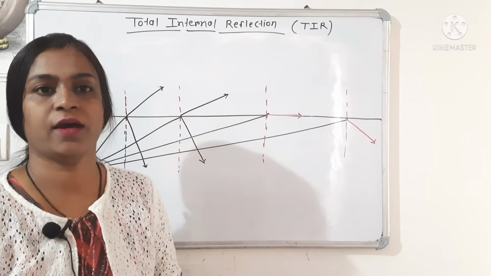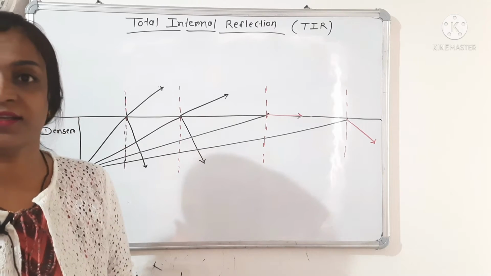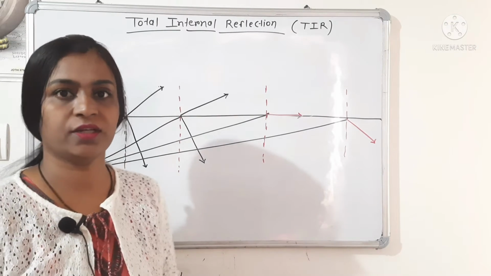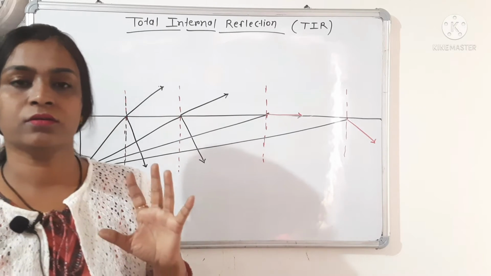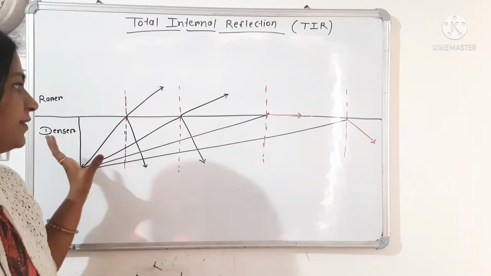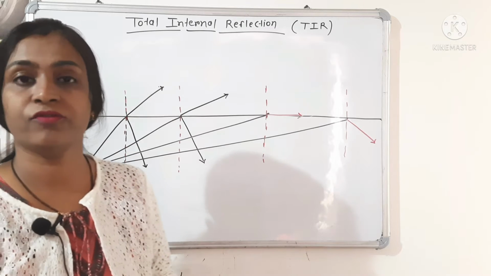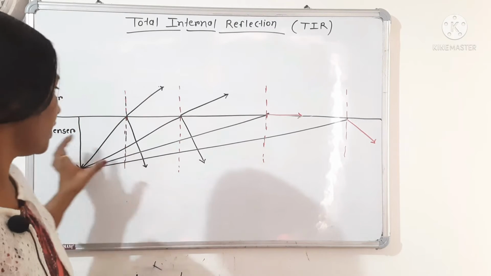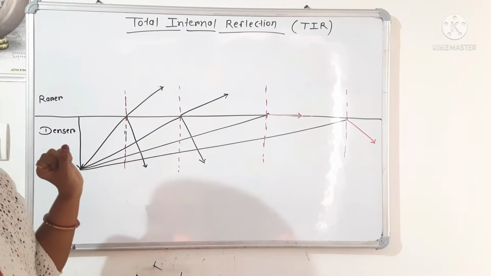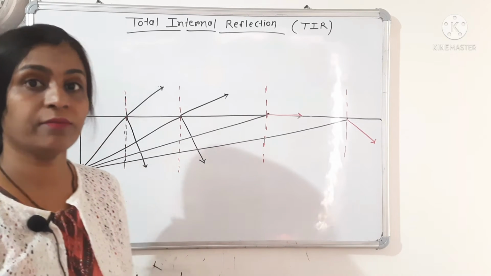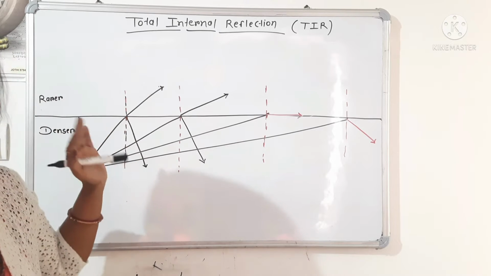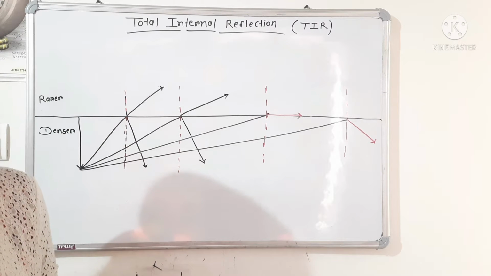Myself Sonali Gupta, and this video is about internal reflection, that means total internal reflection. See here, we are moving rays. Here light rays enter from a denser to a rarer medium. When light rays travel from a denser to a rarer medium, the rays are partially reflected and partially refracted.